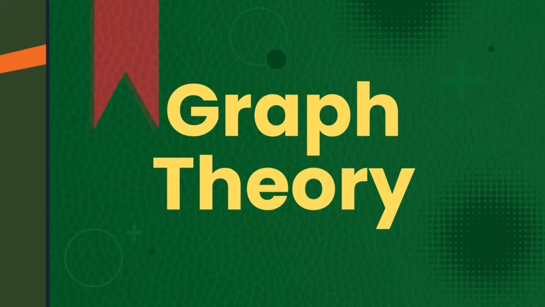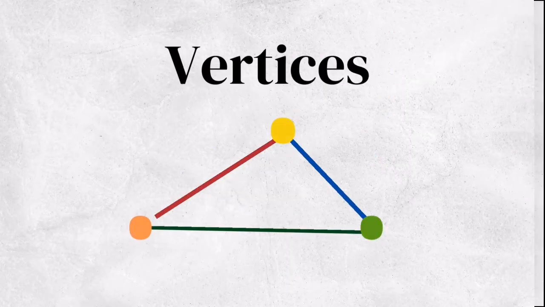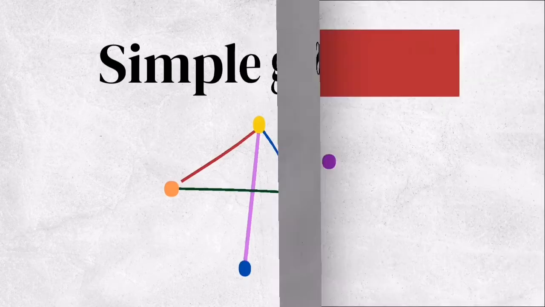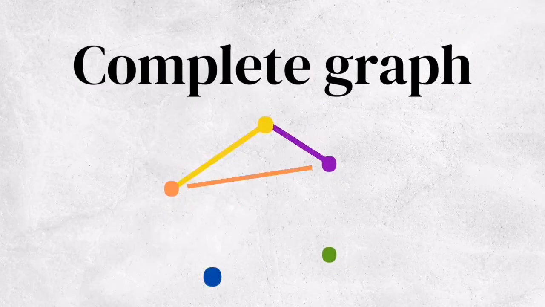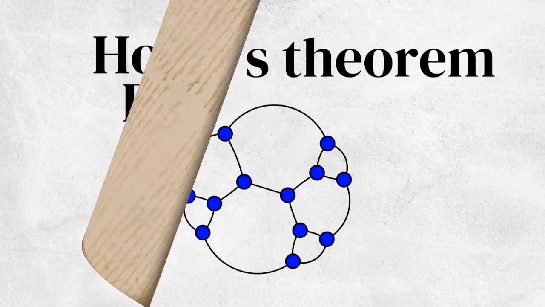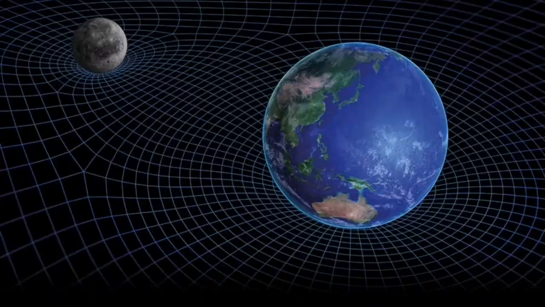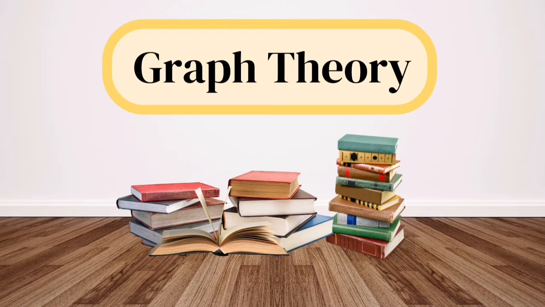Graph theory. When we talk about graph theory, we talk about nodes, vertices, edges, simple graphs, cycles, pseudographs, complete graphs, bipartite, biconnection, branch width, canonization, Freud's theorem, amalgamation, disperser, expander graph, cycle graph, and all of that complicated graph theory terminology that can make up an entire alphabet.